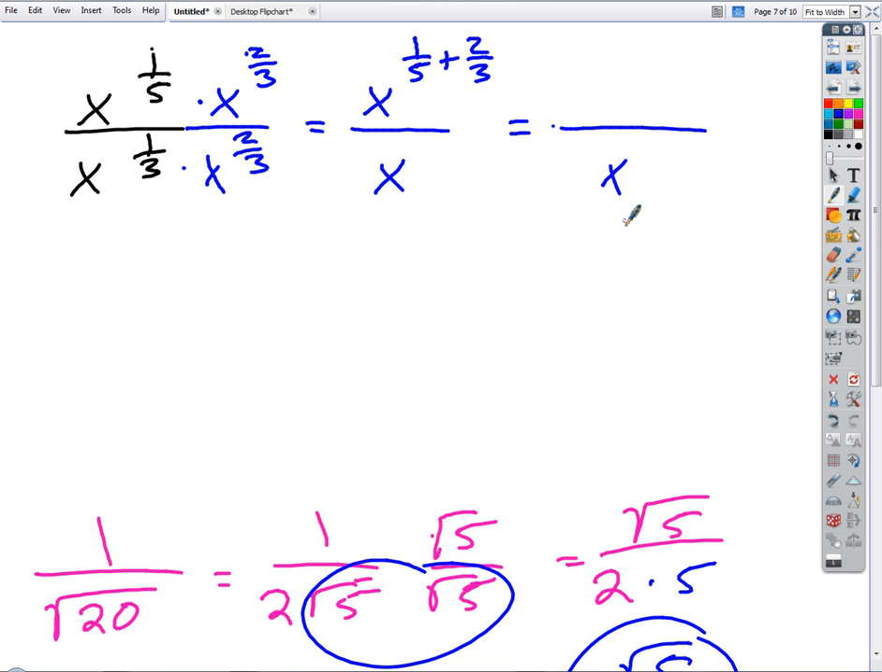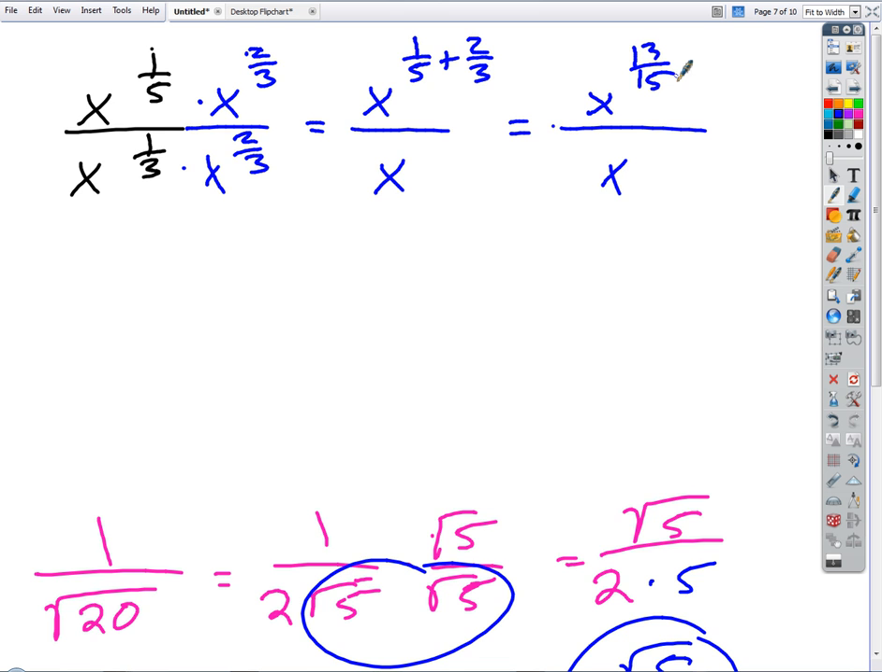So what's 1/5 plus 2/3? How many 15ths is 1/5? 3. How many 15ths is 2/3? 10, right? Everybody agree? 5 times 2. And so I'm going to get 3 plus 10, x to the 13/15 on the top. Isn't that easier? You don't have to add that extra step. If you know that the bottom is a bigger power, just move the bottom up to the next integer. Okay?